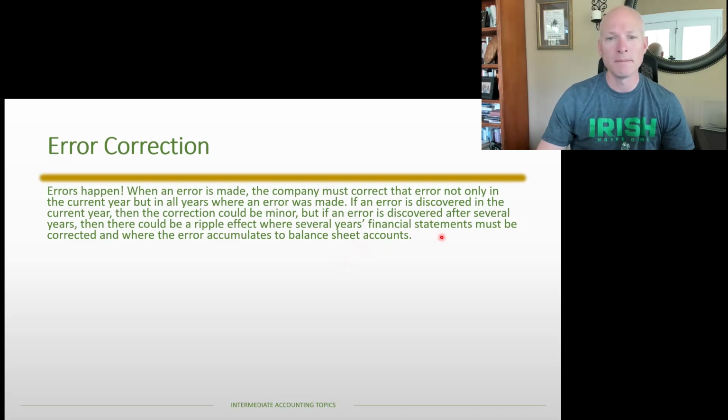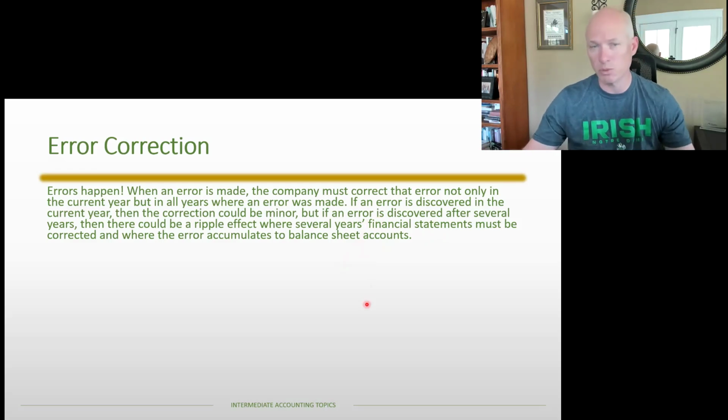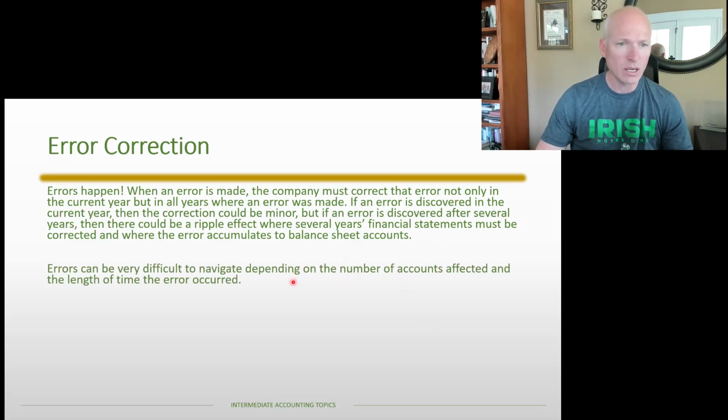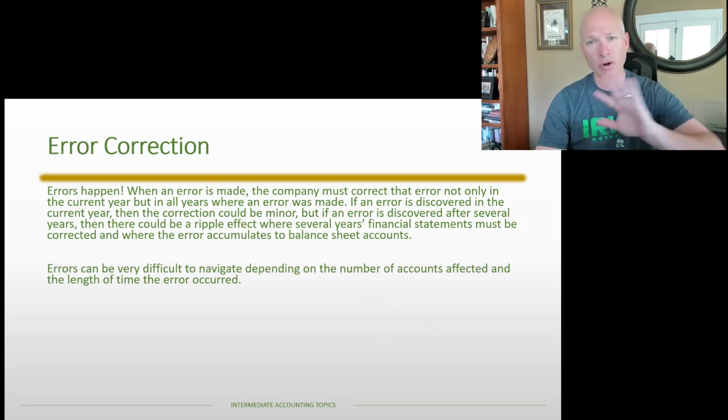And so, again, most are discovered within the current year, and so the correction is minor. The vast majority after that are discovered within 1 year, but you could potentially have multiple years where there's been a mistake. Errors can be difficult to navigate, depending on the number of accounts affected and the length of time.